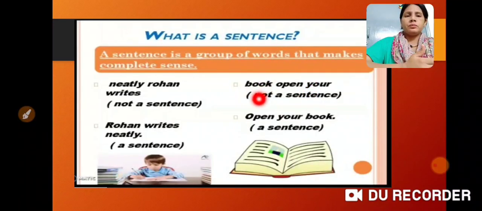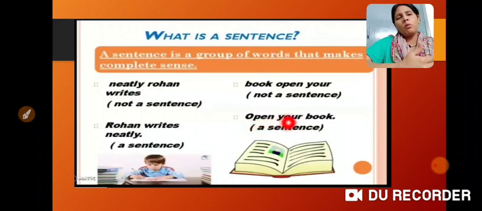Now look at another example. If we rearrange these group of words, then what happens? Open your book. After rearranging these group of words, we get the following group of words. And what are those group of words? Open your book, which makes a complete sense. That's why they are sentences.